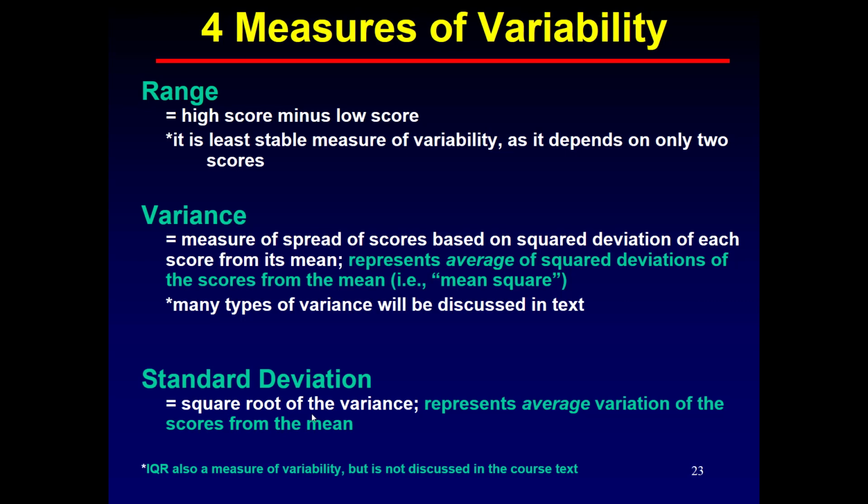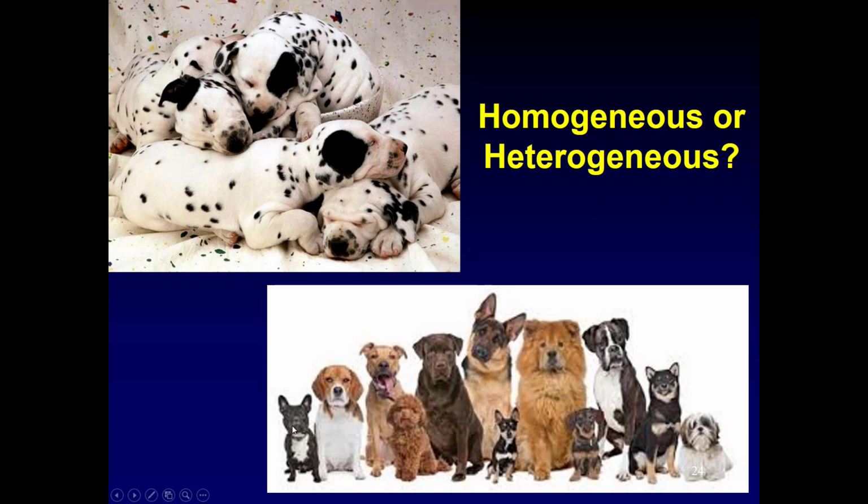The standard deviation is one of the best measures that we can use to get an idea of how spread out or heterogeneous the data is. The standard deviation represents the average variation or the average deviation of the scores from the mean. How far, on average, are the scores from the mean? That's the standard deviation. Again, we'll talk a little bit about the interquartile range.